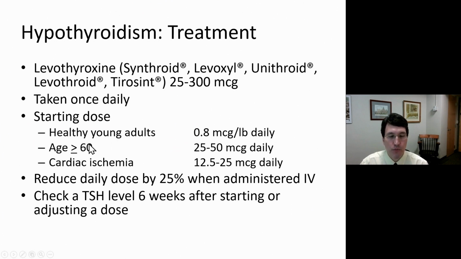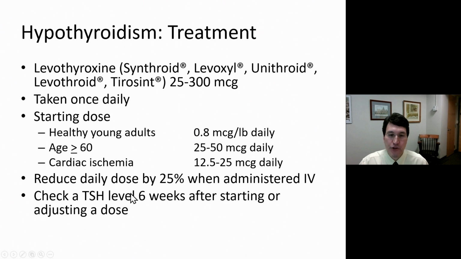The starting dose in most healthy young adults can be calculated to be approximately 0.8 micrograms per pound of weight. We usually underdose a little bit, as it's usually safer to start low and go higher if necessary. For older patients in the range of 60 to 65, we often start lower, usually in a range of 25 to 50 micrograms daily, and then increase as needed. For patients with known or suspected cardiac ischemia, we often start at very low doses on the order of 12.5 to 25 micrograms daily, and only increase doses gradually as we know it's not provoking or exacerbating any cardiac ischemia.